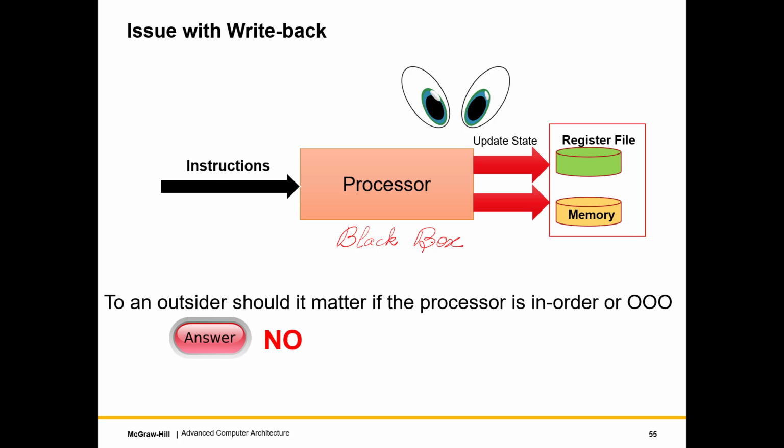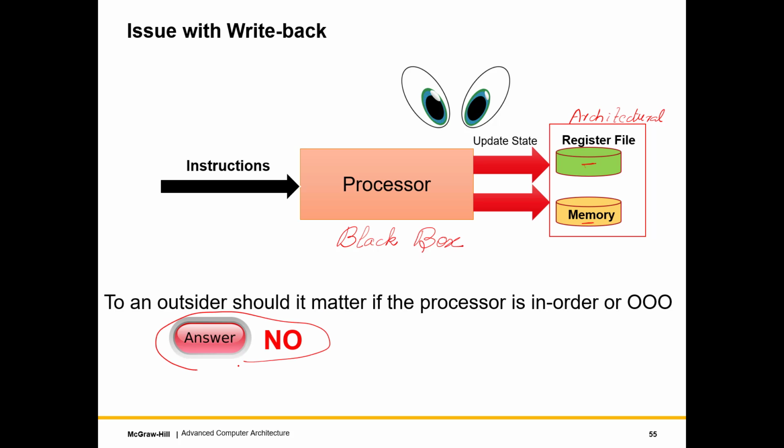So in the black box, instructions come in and then the processor updates the state, which is the state of the registers. Of course outside the processor we don't get to see the physical registers. These are the regular architectural registers which the compiler and the rest of the world sees. So this architectural register file gets updated and the data memory gets updated. So to an outsider, should it matter if the processor is in order or out of order?